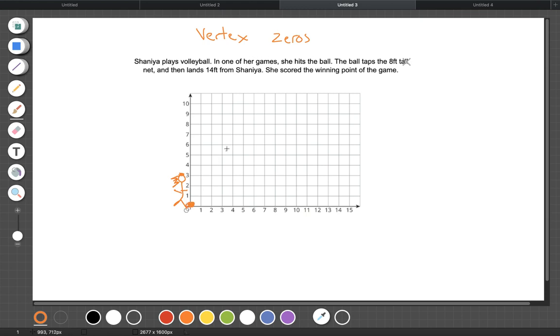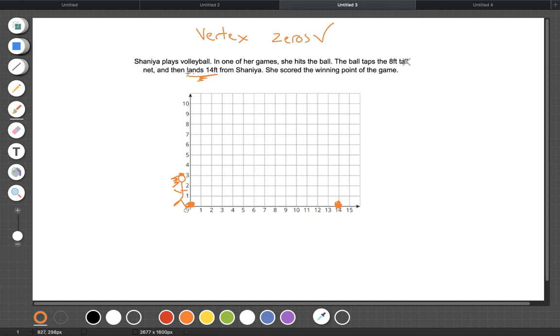It's going to go up, right? We know it's going to go up somewhere. And it's going to land where? Well, it says it lands 14 feet away. So if this is my x, let's go down here to 14 feet. So I know the ball is going to go up and it's going to come down. That's my zeros. Okay, so we found those.